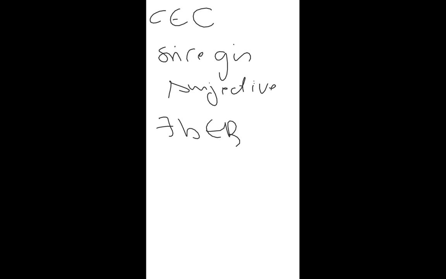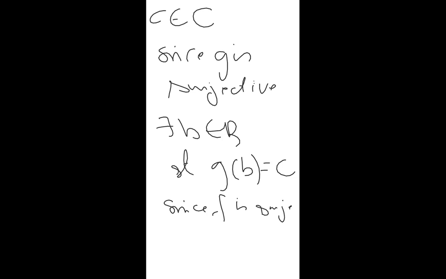So since G is surjective, we know that there exists a b in B such that G(b) is equal to c. And then since F is also surjective, we know that there exists an a in A such that F(a) is equal to b. This would just mean that G(F(a)) is equal to c because F(a) is b. Then we have found the a that we were trying to find, and so it's surjective.